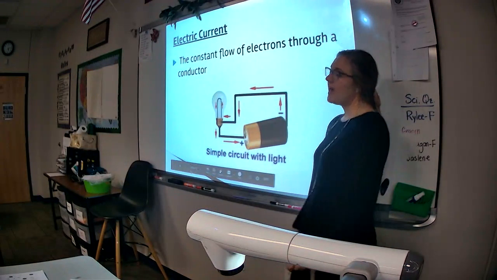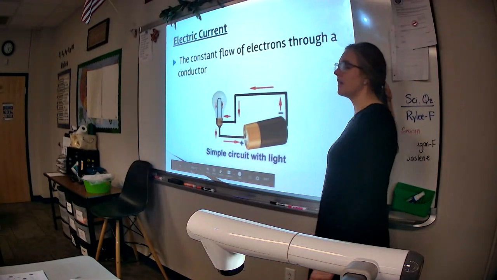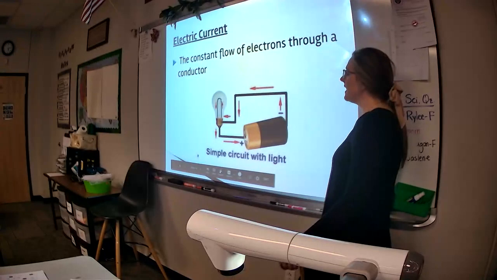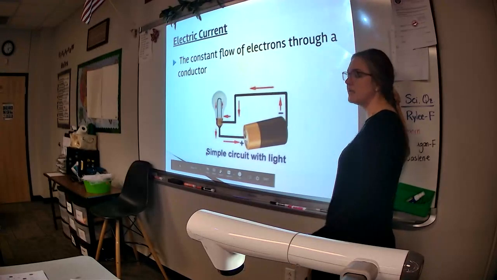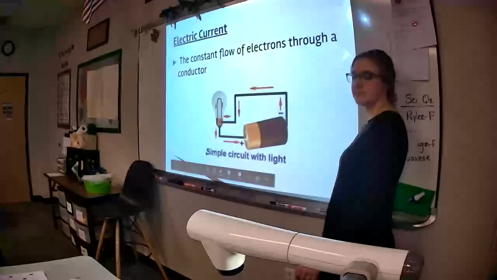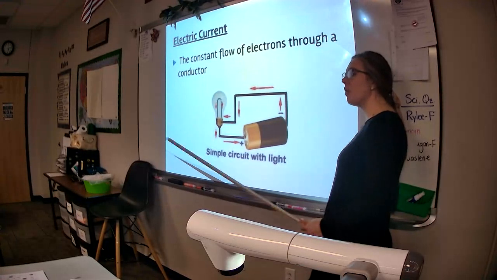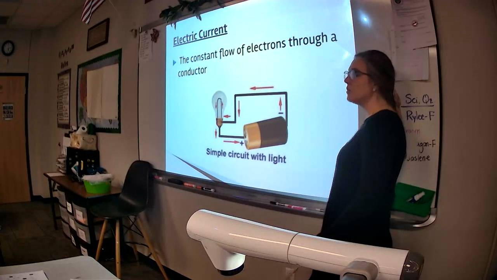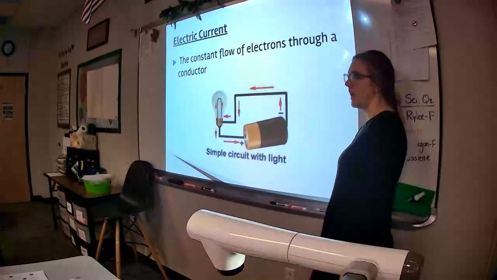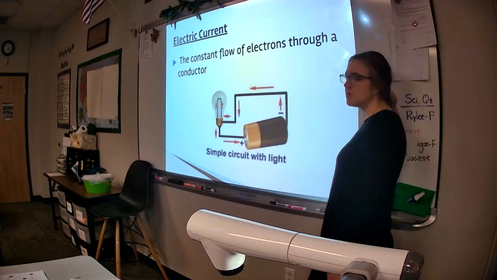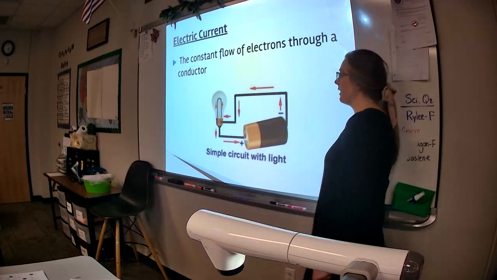Okay, what is an electric current? This is the next part. An electric current is the constant flow of electrons through a conductor. Depending on how strong or weak the current is will determine how bright the light bulb, or the component, will light up. Usually we use a light bulb as the component, but we'll get to that more later on.